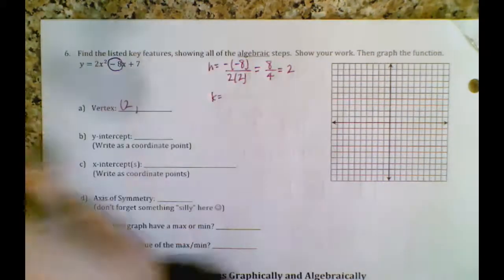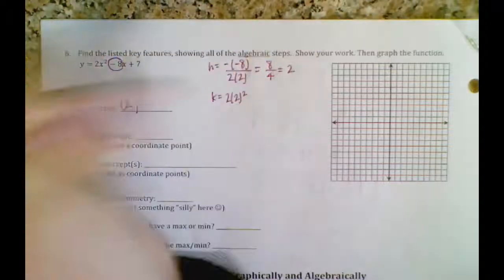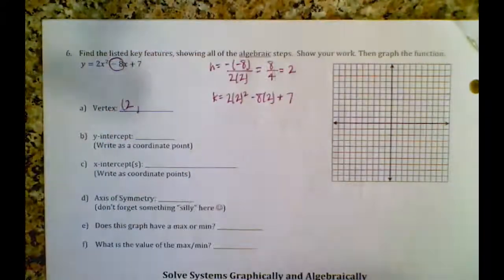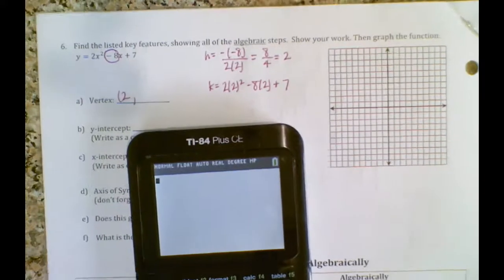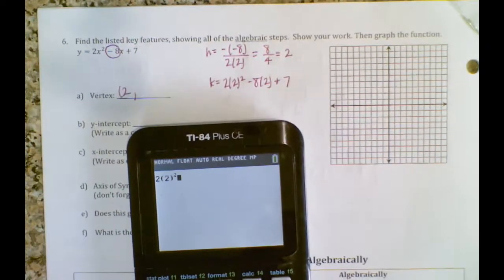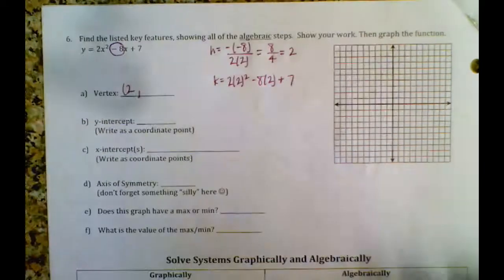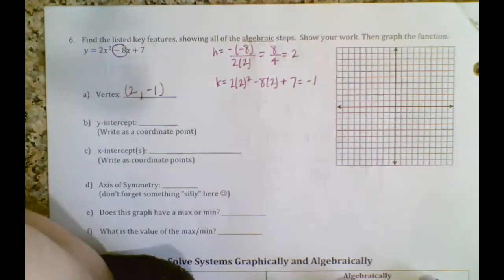K is when I plug 2 back in for X right here. So 2 parentheses 2 squared minus 8 times 2 plus 7. Let me make sure I type or plug that in correctly. Okay, good. And then let's type that in. 2 times 2 squared minus 8 times 2 plus 7. Negative 1. All right, so that's done.